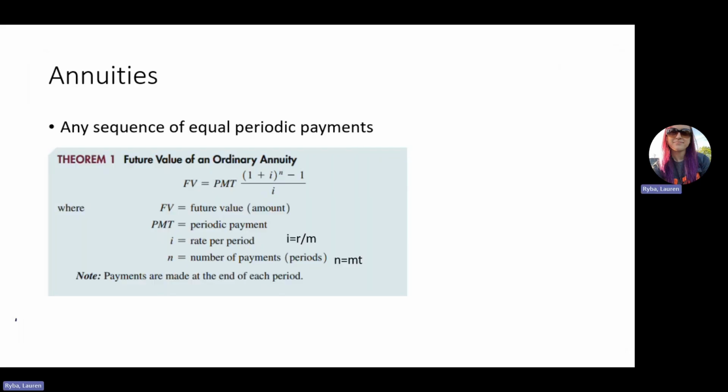This one has our future value, the periodic payment. They use i for the interest rate per period. So on the side, I put here, i is r over m, like we did last class. And n is the number of payments total. So that's going to be how many times a year times how many years, or that mt that we had talked about last class as well. It could also be rewritten as 1 plus r over m to the mt, minus 1, all over r over m.